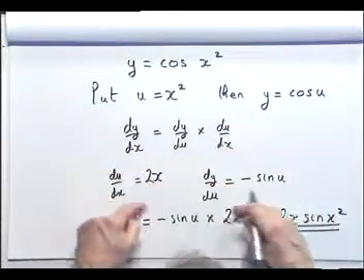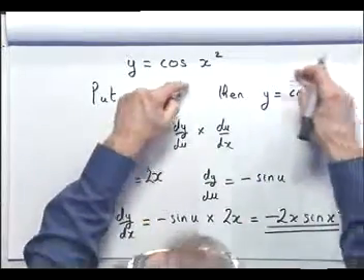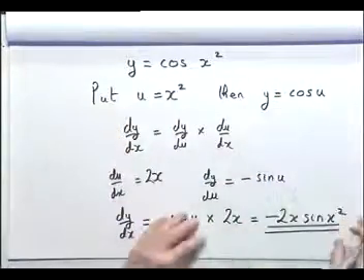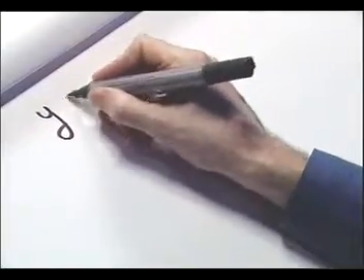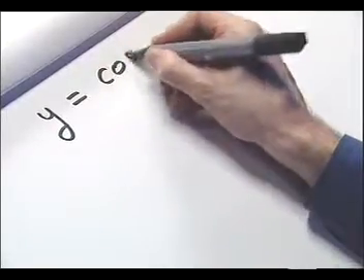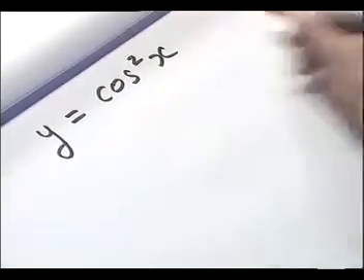Now, they're all done like that. What I'm going to do with all the next examples that I do is I'm going to put this differentiation of the two bits up here with these two bits. Let's have a look at the other one that we had. Y equals cos squared x.